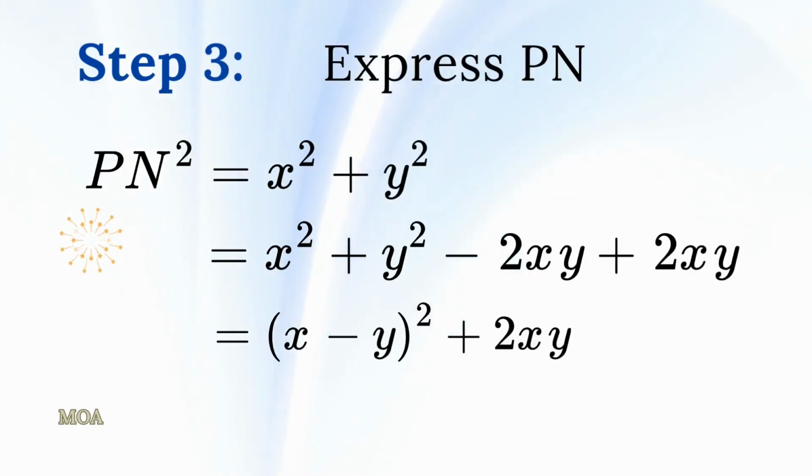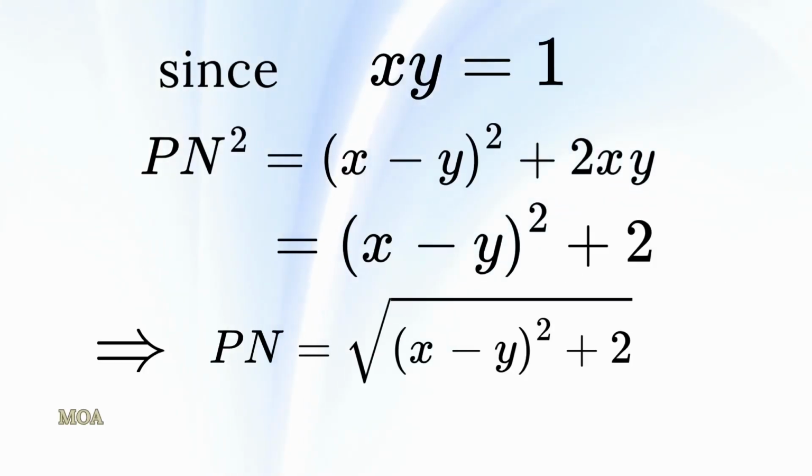Step 3. Now, let us rewrite our previous relation. PN squared, which is x squared plus y squared, can be expressed as the quantity x minus y all squared plus 2 times xy. And since x times y equals 1, it follows that PN squared equals the quantity x minus y all squared plus 2. Therefore, PN is the square root of the quantity x minus y all squared plus 2.